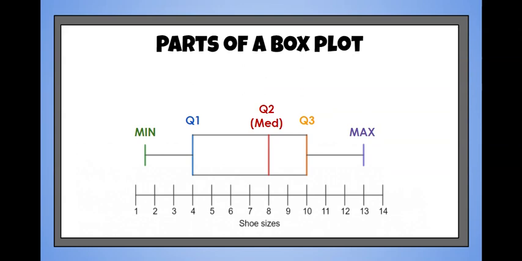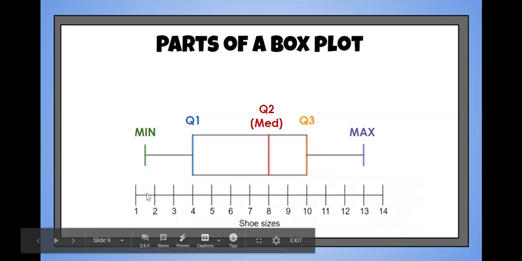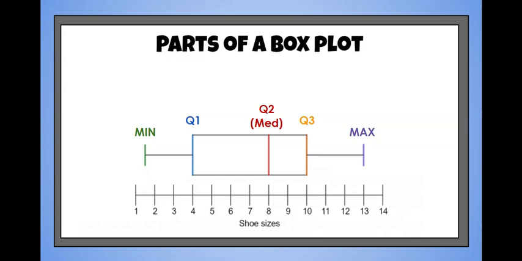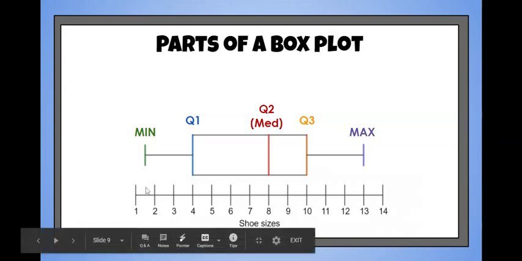And when we read a box plot, we read it like we would read a dot plot. We would see where the point lies on the number line. We would look down, and that would be our number. So our minimum here is in between 1 and 2, so our answer would be 1.5. Our Q1 would be 4. Our median, can you see what our median would be? It would be 8. Q3 would be 10, and our max would be 13.